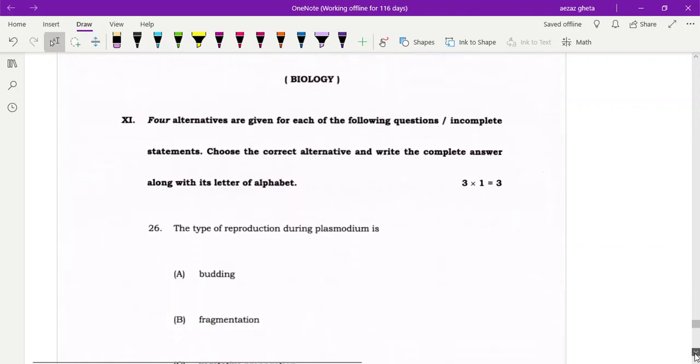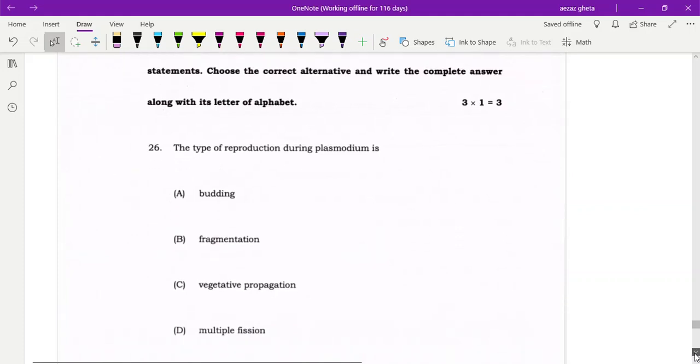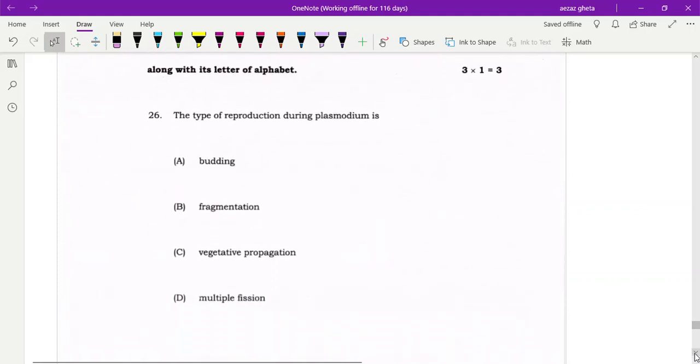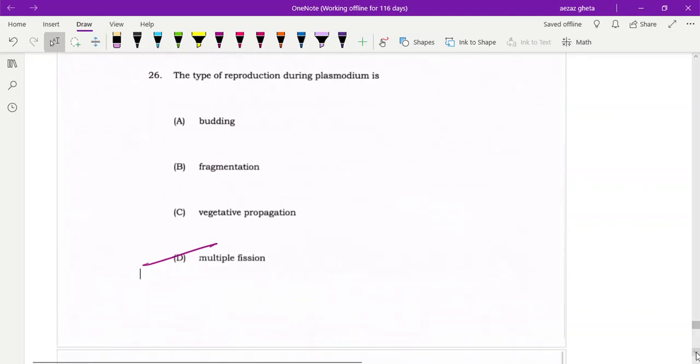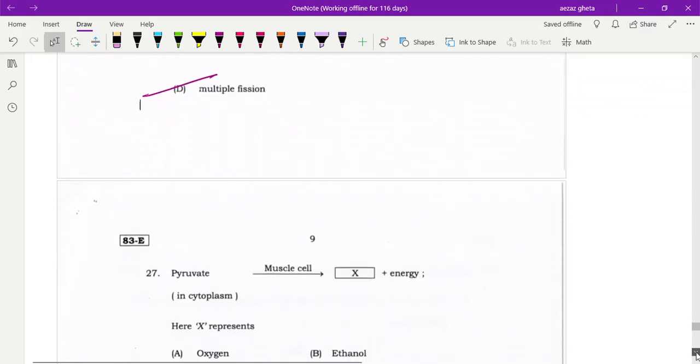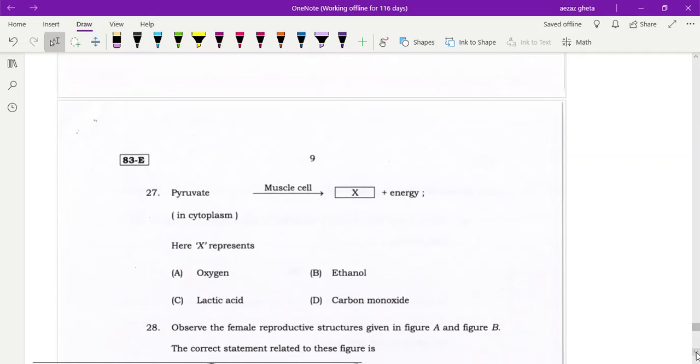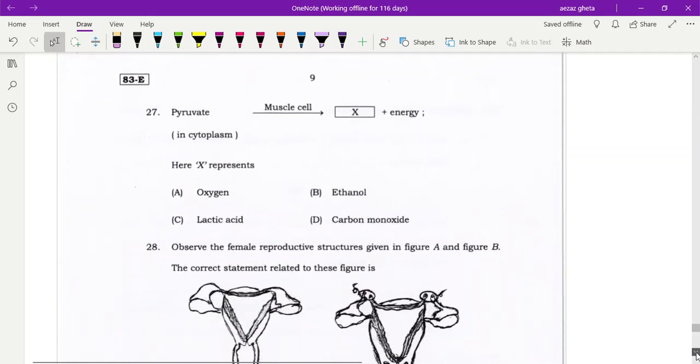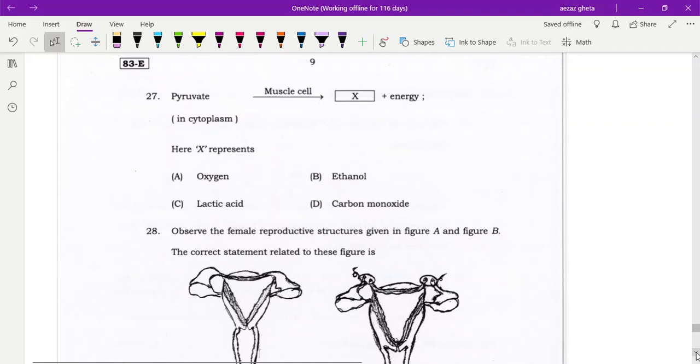Type of reproduction that takes place in Plasmodium. Plasmodium causes malaria. It is multiple fission. Plasmodium, multiple fission. Yes. Amoeba, binary fission. Pyruvate is converted into what in muscle cell? It will cause muscle cramp. So it is lactic acid. Okay.